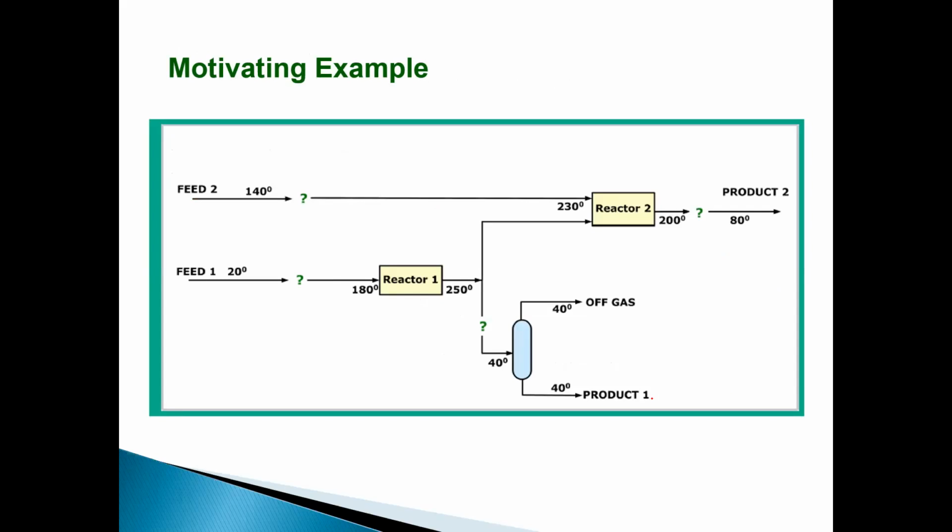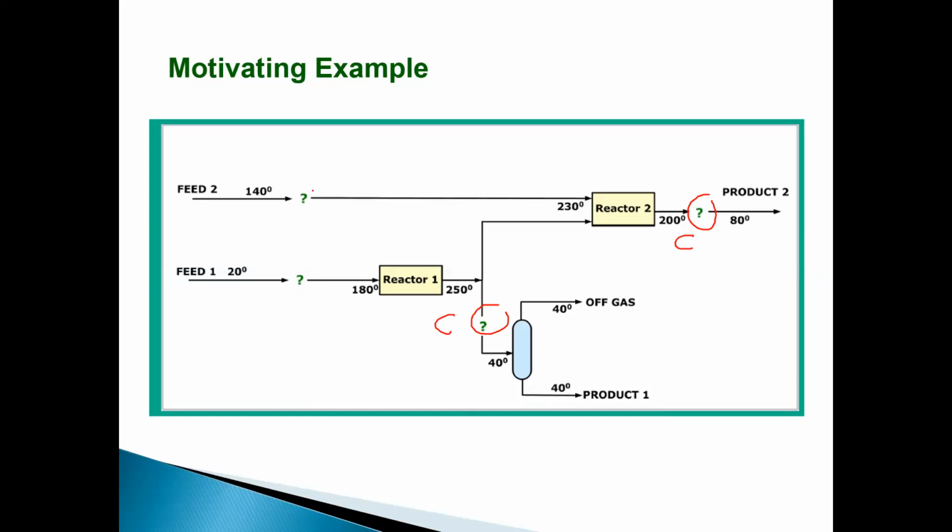So let's go to the example I showed you before. In this example, how many heat exchangers do we need? Can anybody answer? How many heat exchangers do we need in this example? 4. We need 4 heat exchangers. How many for cooling? 2. We need these streams to be cooled. This is for cooling.